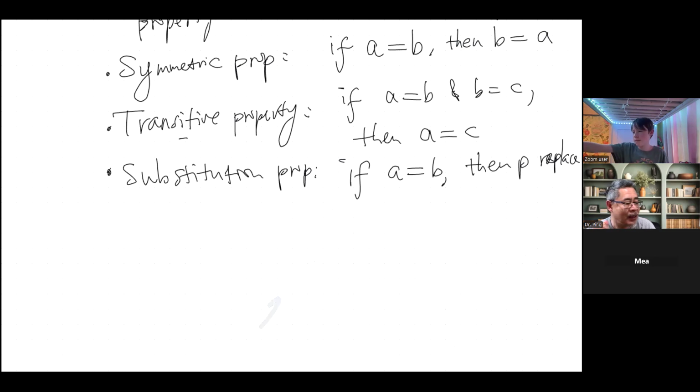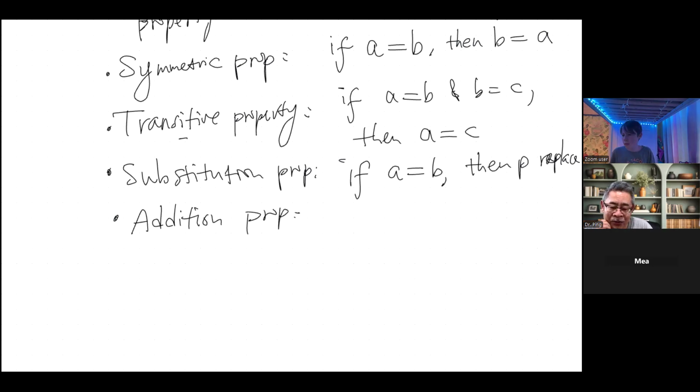Okay, and this is very important. We actually use that a lot. It's called the addition property. I just used that a moment ago. It says that if A is equal to B, then A plus C is equal to B plus C. That means we can add exactly the same thing on both sides of the equation. It doesn't matter what number we add as long as they are the same.